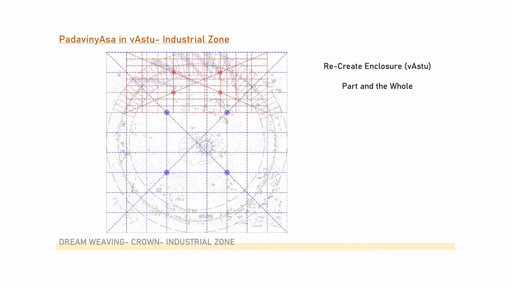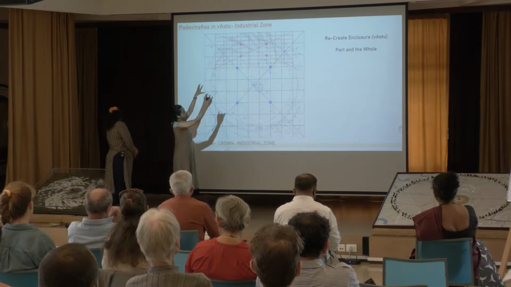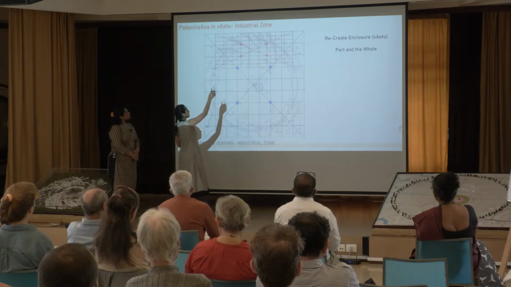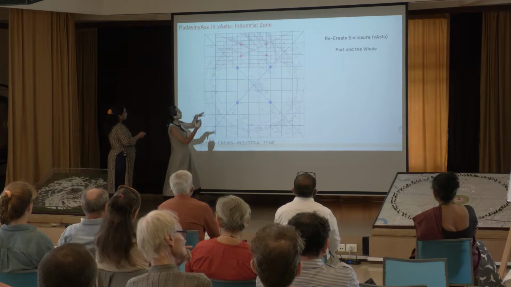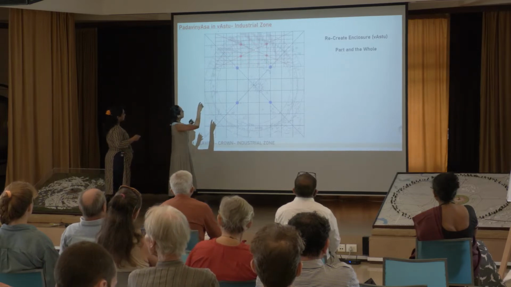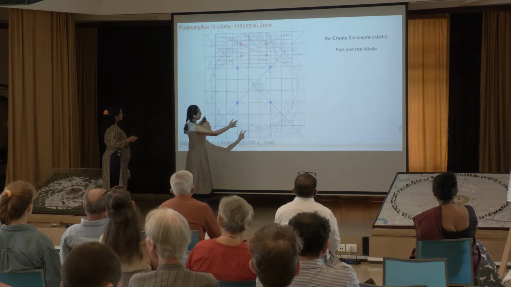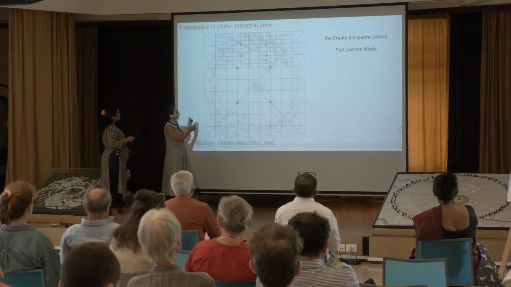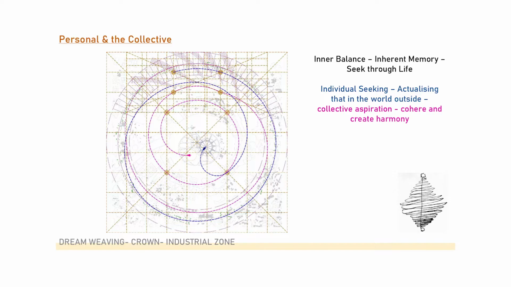So now that we focus on the industrial zone, the 9 by 9 grid also starts forming around that enclosure. And then we start having the Marma sthanas and the Brahma sthana of that enclosure. And then how this part relates to the whole, and maybe in future how that relates to the whole city, that would be very interesting.